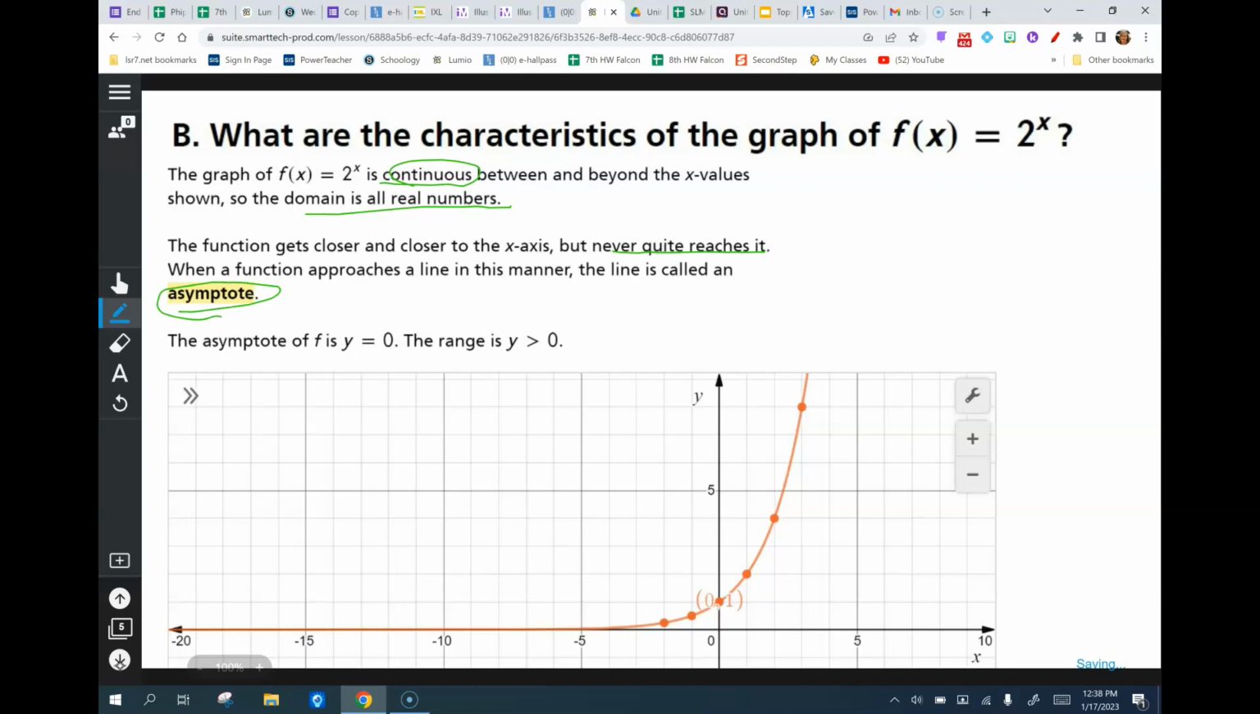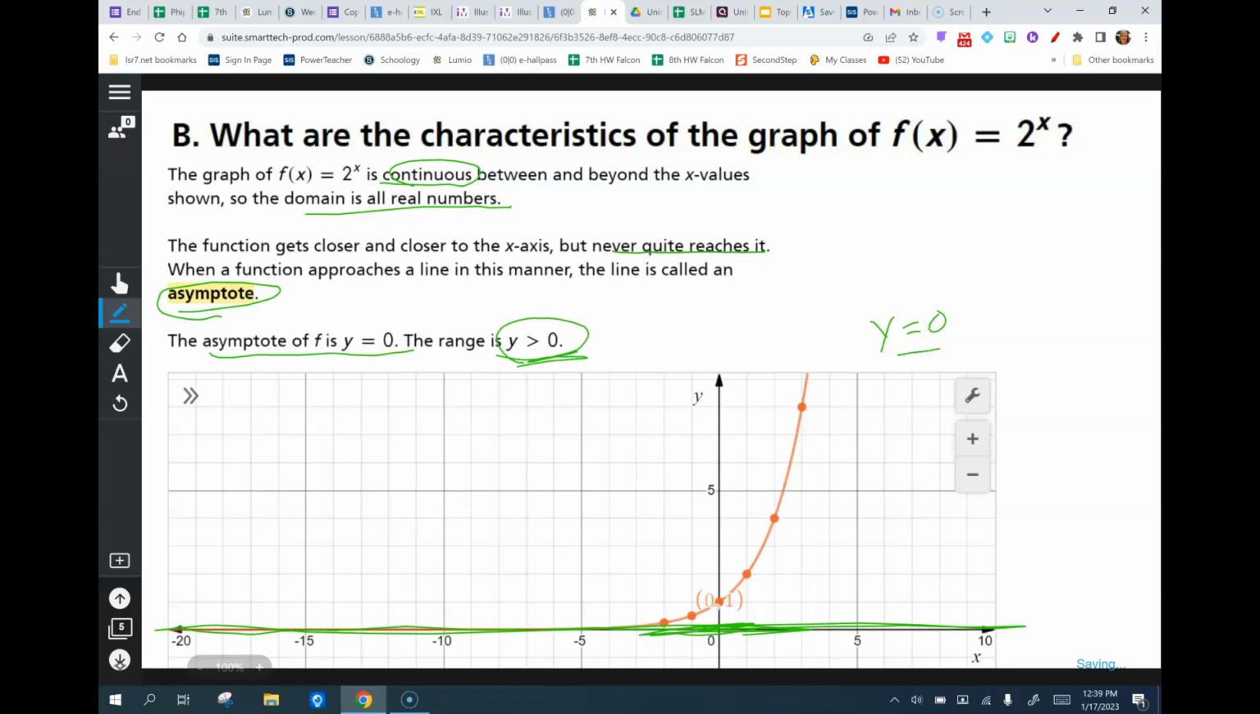So an asymptote is where your graph gets closer and closer, but it will never cross it. Your asymptote here is the equation y equals 0. That is your equation for your x-axis, because notice it crosses the y-axis at 0. So that's your asymptote. That determines your range. Your asymptote is going to determine your range, so pay attention to that.